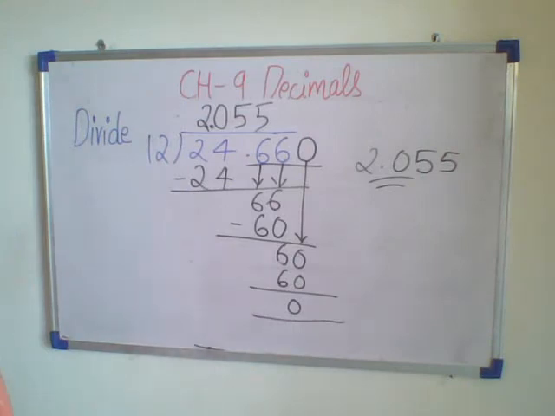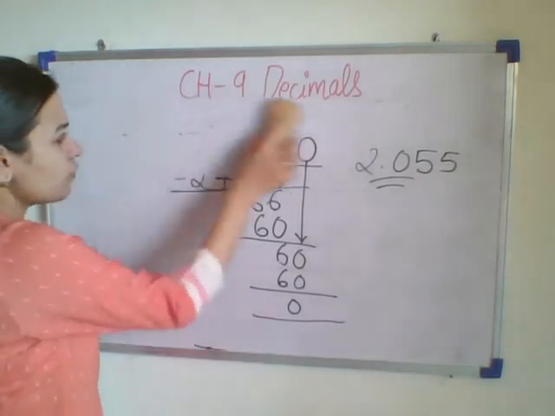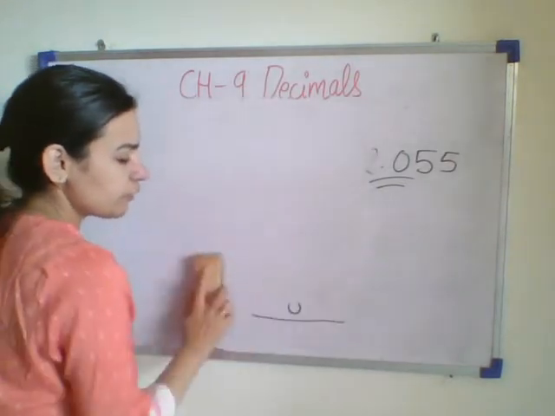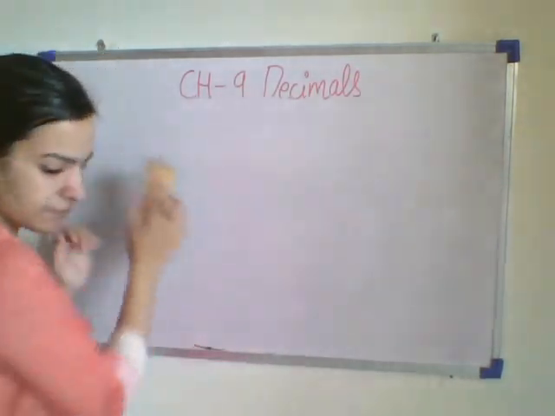So let us do the word problem, which is based on the division. The cost of 15 chocolates is rupees 143.10. So we have to find the cost of one chocolate.